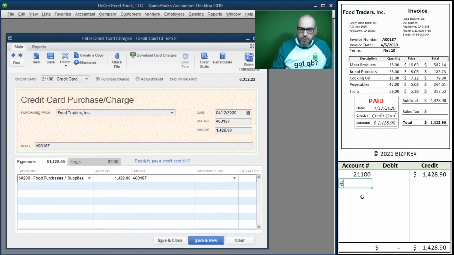What else is happening? We're spending our money on food purchases and supplies, so that's our expense account, and it is going up when it is debited. So here we are, we're in consistency, our debits and credits are equal. Again, it's important to understand what's going on here, right? So this is our debit for this account, and this is our credit for this account. All right, we're going to save and close.